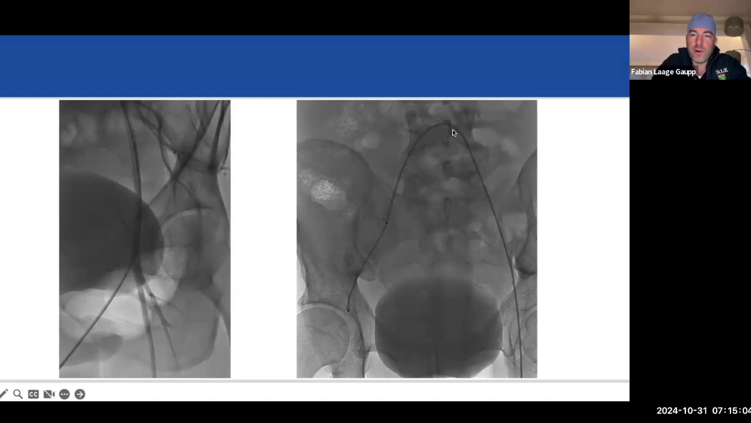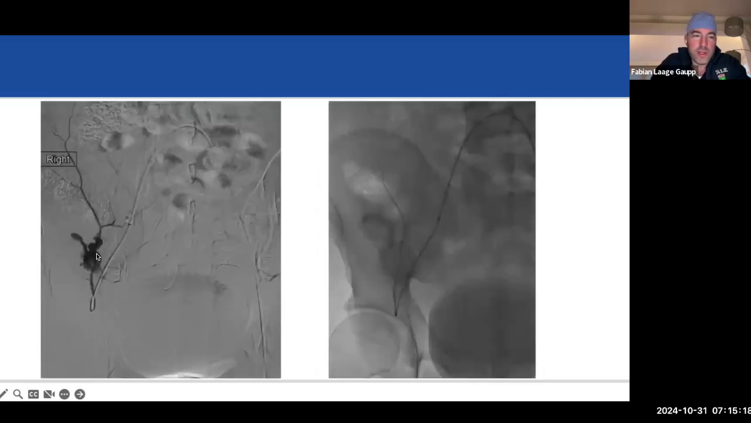We go up and over through the aorta, down the contralateral side. In this case, I'm using a 6 French long sheath, a Balkan sheath. And then with a 5 French or 4 French catheter, you can access the inferior epigastric artery. We saw the bleeding here.